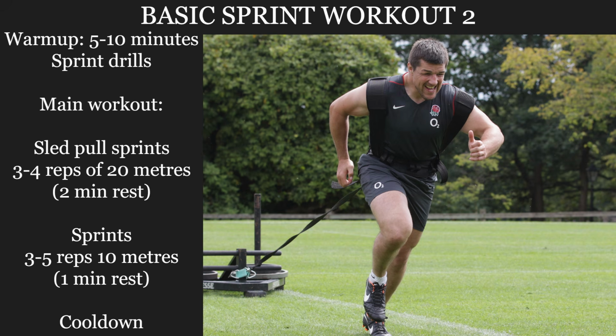And another example sprint workout for speed, you could again do a warm-up like 5-10 minutes of the high knees and the butt kicks and everything, some sprint drills like A skips and B skips, and then the main workout, you could do sled pull sprints with light to moderate resistance, do 3 or 4 sets of 20 meters, resting for 2 minutes in between each of those, and then 10-meter sprints for 3 to 5 reps, resting 1 minute between each of those, and then cool down with jogging, stretching, and foam rolling.